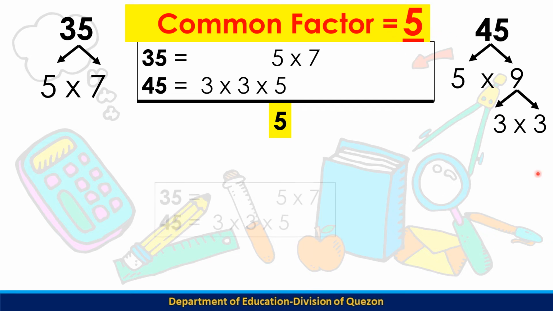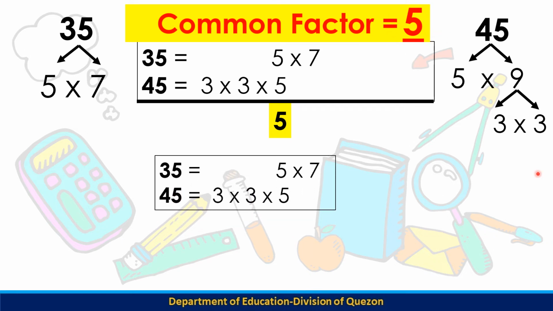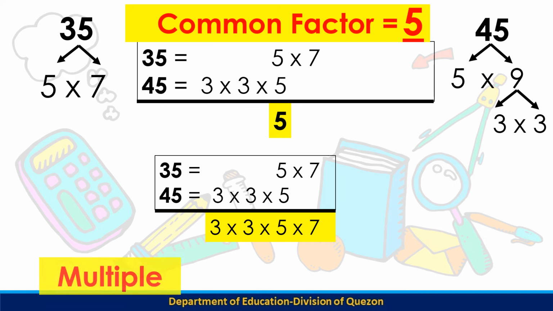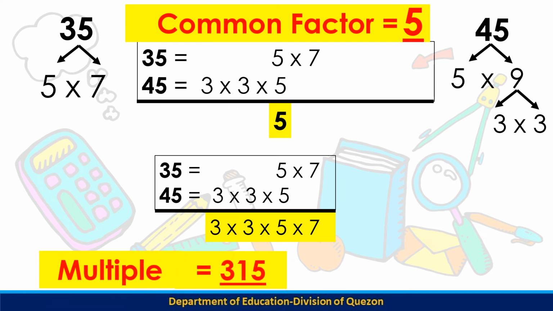Next, the multiple. We have the same factors. But ang kaibahan lang po natin, lahat ng numbers na nandito is ibinaba natin and ni-multiply natin. So, 3 times 3 times 5 times 7 is equal to 315. So that the multiple is 315.